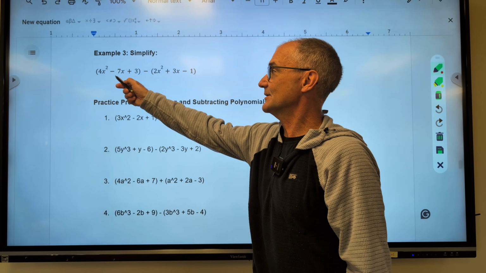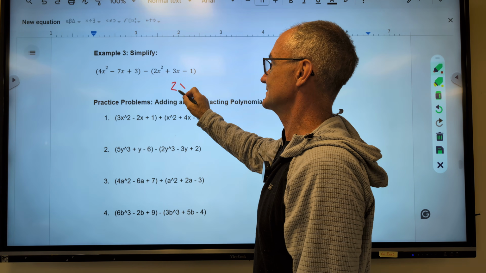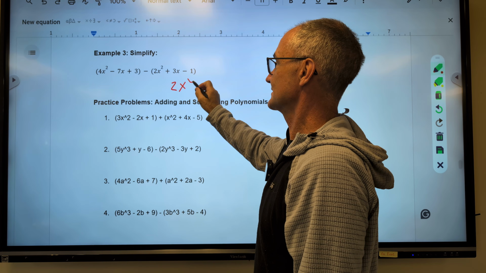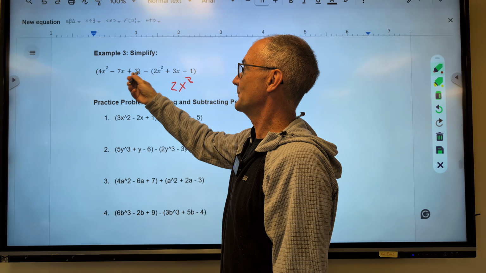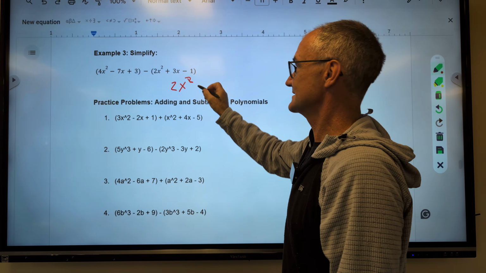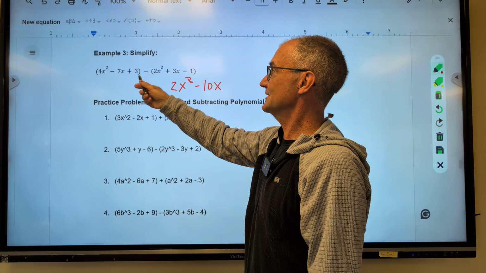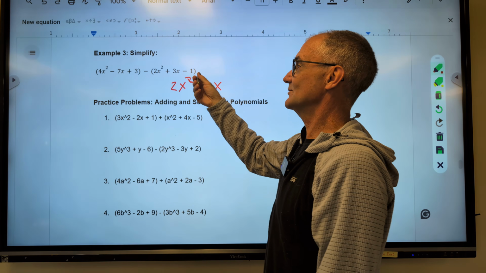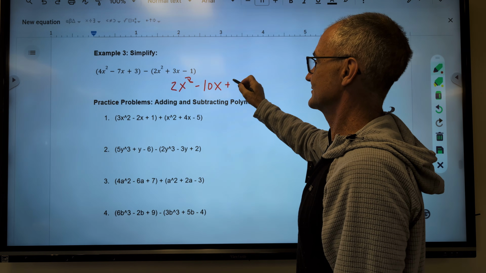So here I have 4x squared minus 2x squared gives me 2x squared. Then I have negative 7x minus 3x is negative 10x. Then here's the tricky one. 3 minus negative 1. 3 minus negative 1 is 3 plus 1, or 4.